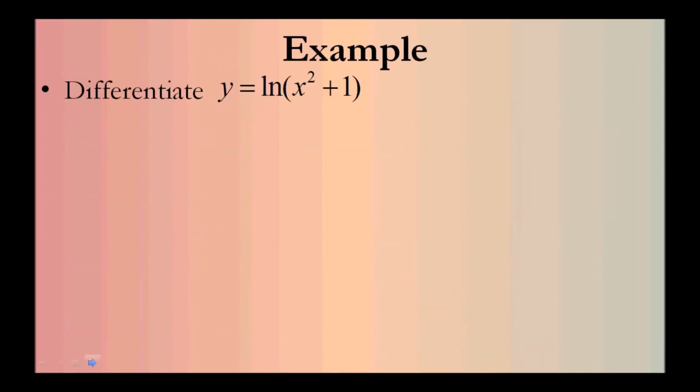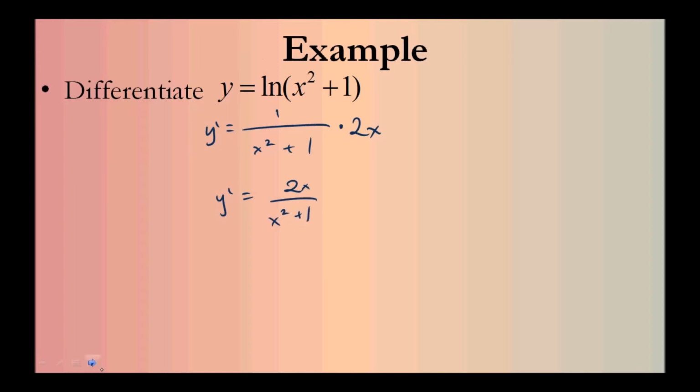So differentiate y is equal to natural log of the quantity x squared plus 1. So y prime is equal to 1 over the argument x squared plus 1 times the derivative of the argument, which is 2x. So y prime is equal to 2x divided by x squared plus 1.